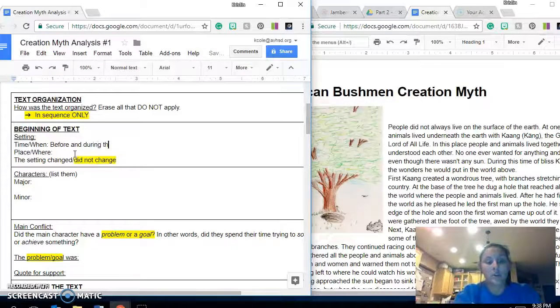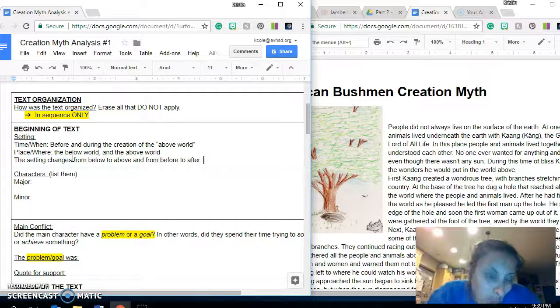Next box. Setting. So the setting is before and during the creation of what they call the above world. Okay? Because that's what they called it, the above world. Well, it's the below world, and then the above world. The setting does change because it changes from below to above and from before to after, right? Because before creation of the above world, and then of course after creation of the above world.